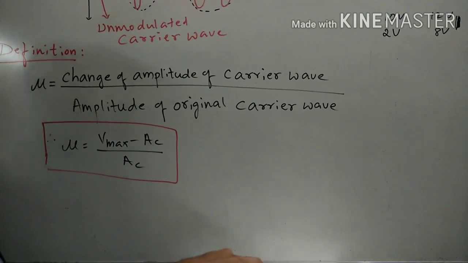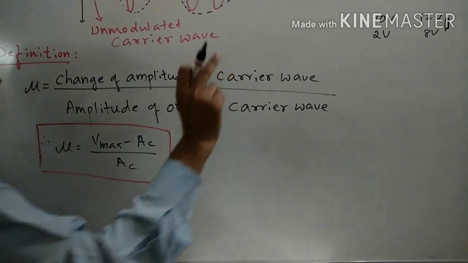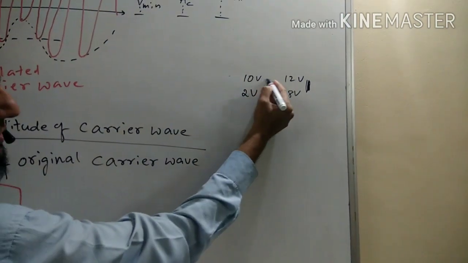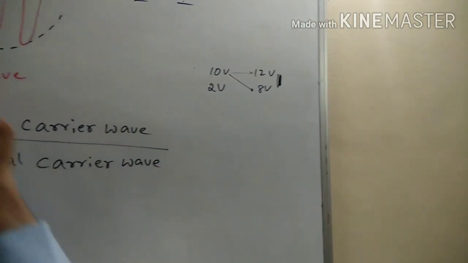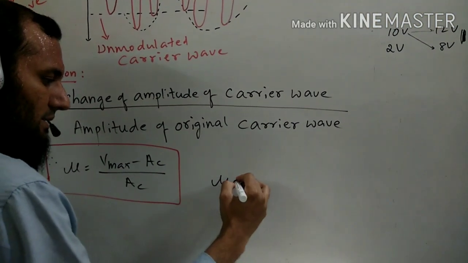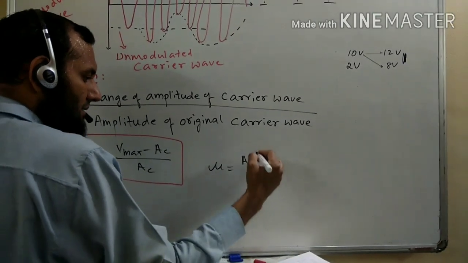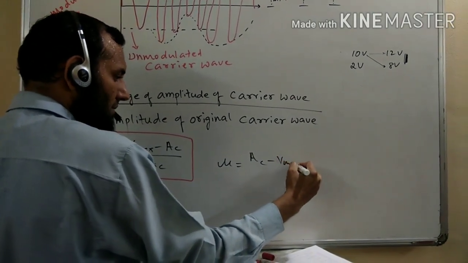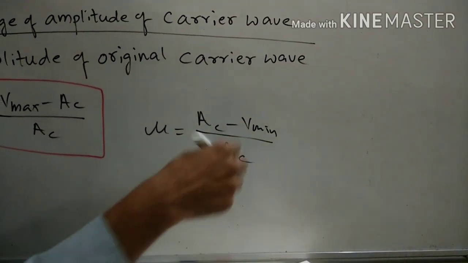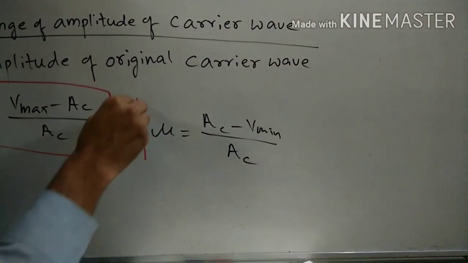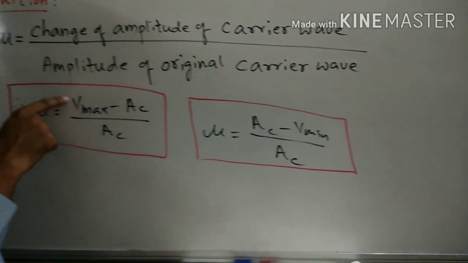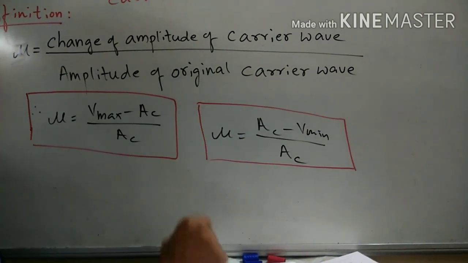So not only is the carrier wave amplitude changed to 12 volts, it's also changed to 8 volts. So how much is the change? It's 2 volts. So this can also be written as mu is equal to AC minus V minimum divided by the original amplitude. So this is one more way of writing the modulation factor, either in terms of V maximum or in terms of V minimum.